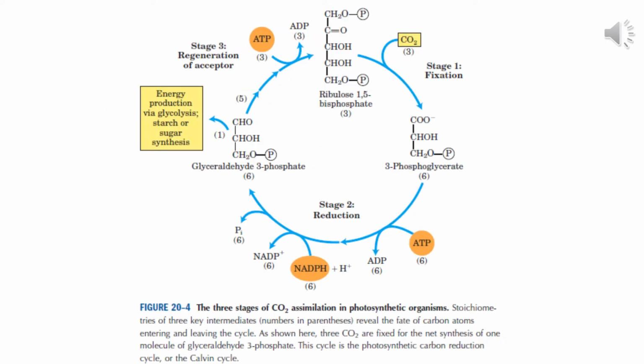The Calvin cycle or the dark reactions consist of three stages. Stage 1, fixation of carbon dioxide by Rubisco. Stage 2, reduction using NADPH plus H plus. And stage 3, regeneration of the acceptor of carbon dioxide. Carbon dioxide is accepted by ribulose 1,5 bisphosphate. This ribulose 1,5 bisphosphate is to be regenerated so that again it can accept carbon dioxide.